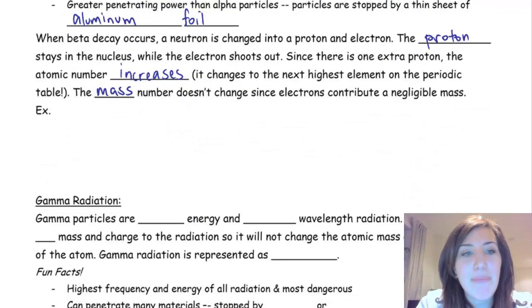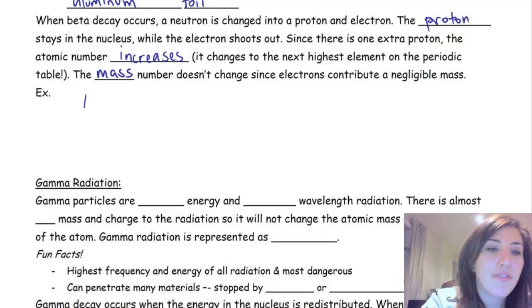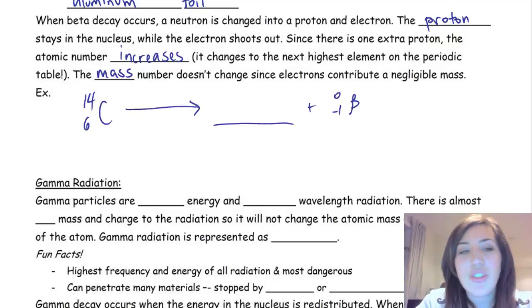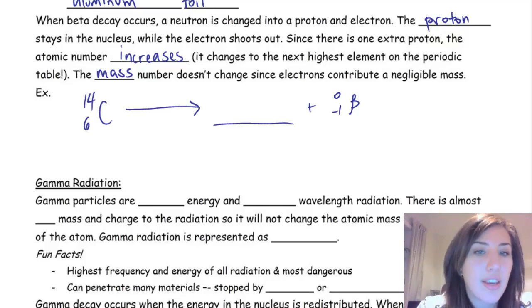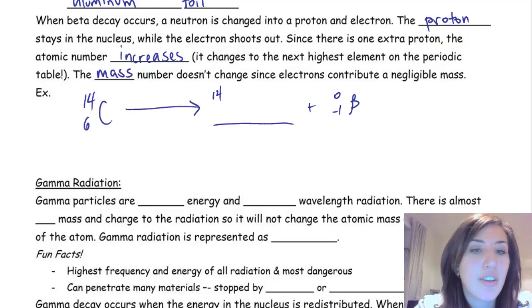So let's try an example. The example that I have for us today is carbon 14 undergoes beta decay and becomes something plus that beta particle. So if we know that the mass number doesn't change, then it must stay 14. But the atomic number increases, and in this case we just have one beta particle, so it's just going to increase by 1 here. So now we have 7.